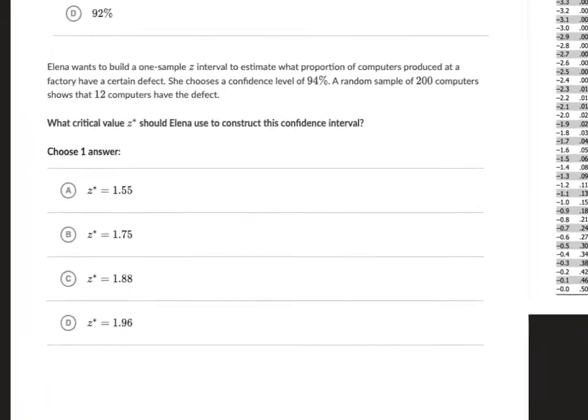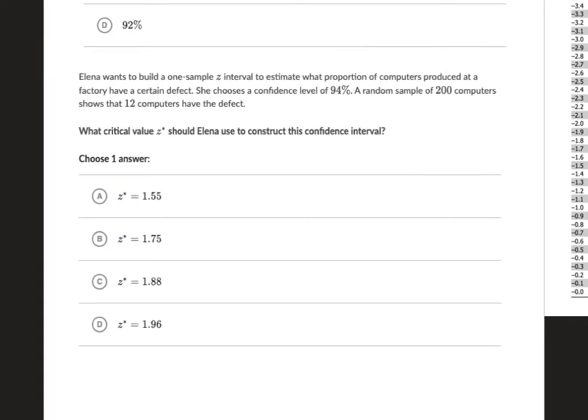The second problem is a little bit more in line with what you should be able to do. It says Elena wants to build a one-sample z interval to estimate what proportion of computers produced at a factory have a certain defect. She chooses a confidence level of 94%. A random sample of 200 computers shows that 12 computers have the defect. So what critical value of z should we use to construct the confidence interval?